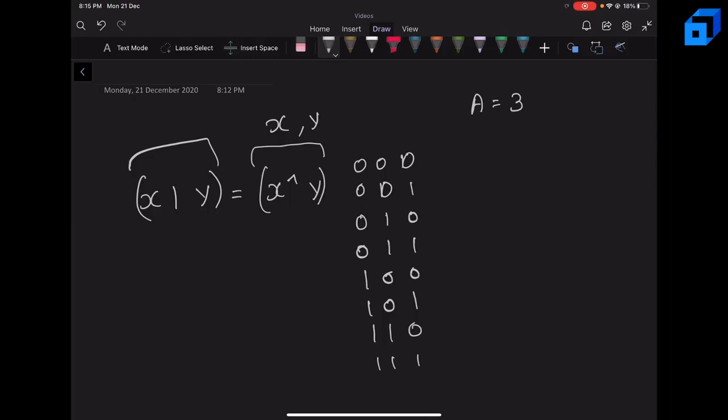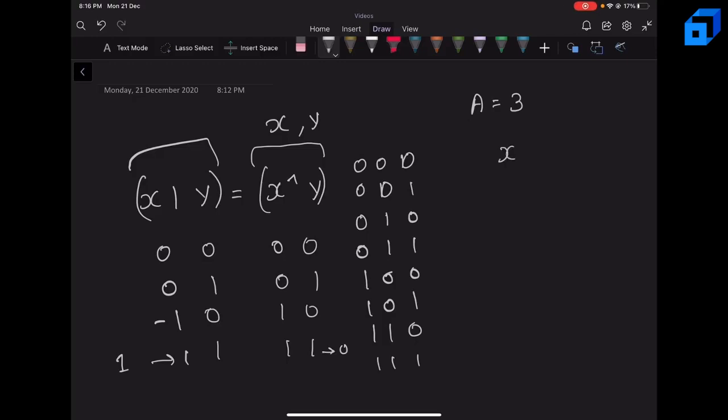So now let's find what is the condition. If the ith bit in x is 0 and the ith bit in y is 0, so x OR y will be 0 and x XOR y will also be 0. If it is 0 1, then x OR y will be 1, x XOR y will also be 1. If it is 1 0, then x OR y will be 1 and x XOR y will also be 1. But if it is 1 1, x OR y will be 1 but x XOR y will be 0. So we can say that these are the possible values of the ith bit in x and y.